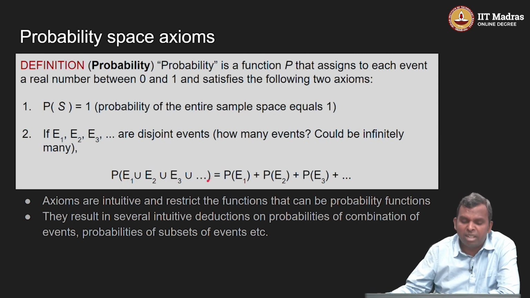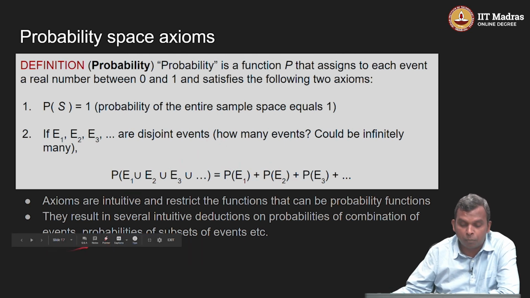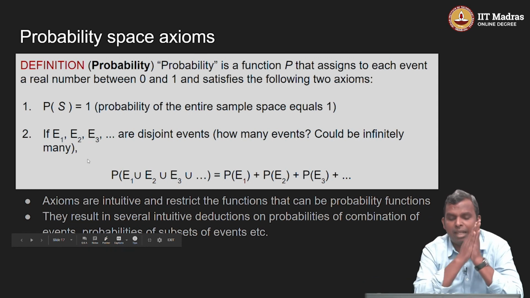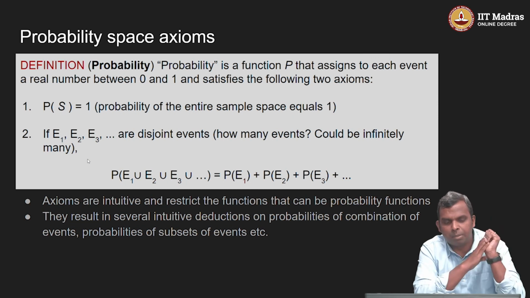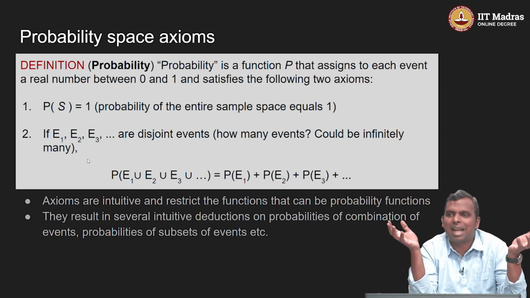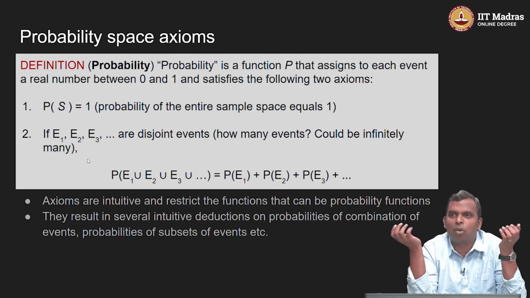If you want a very simple version of this axiom, simply say E1 union E2, and drop everything else. It says if E1 and E2 are disjoint, P of E1 union E2 is P of E1 plus P of E2. It has to be that way. The probability function doesn't have any other way of doing it. So the first thing I want to say is these are very intuitive and simple conditions, and you can see why. The probability of the whole sample space being 1 is sort of obvious, right?